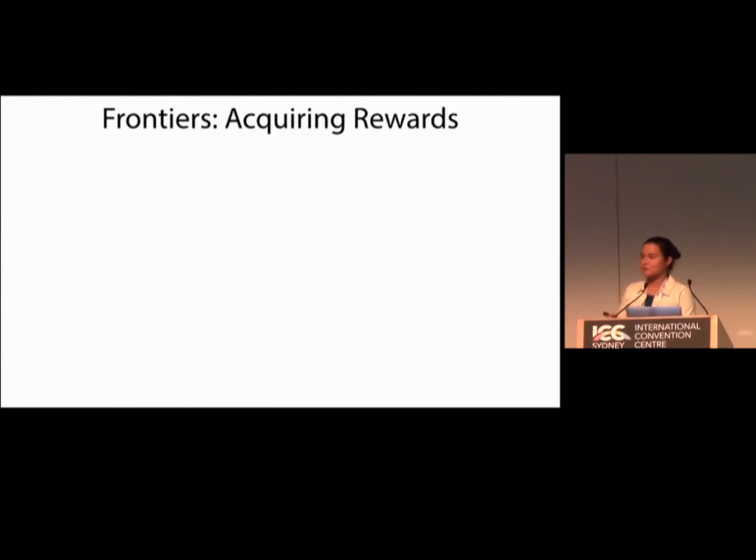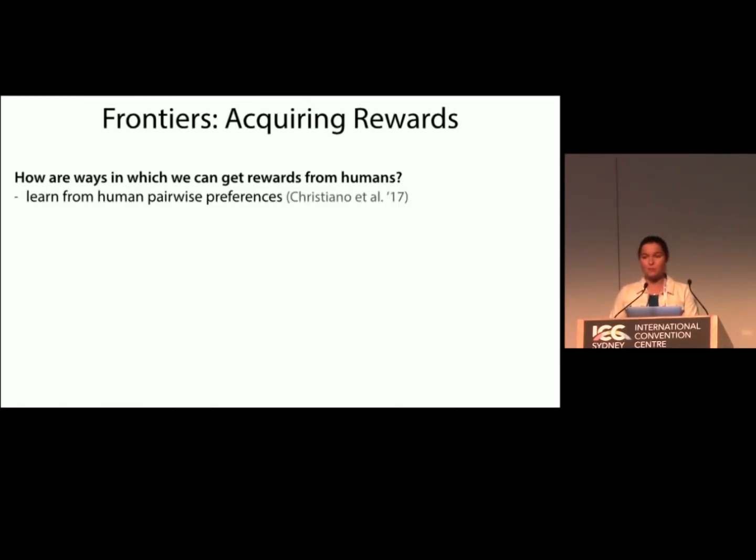Okay, and then lastly, where are we going to get reward functions? How can we tell our agent what we want it to do? There's been a couple works on proposing new ways to learn reward functions from humans. One possibility is to learn from human preferences, from pairwise preferences of is this state better than this state? Or also trying to cooperatively learn the reward function, having the agent try to infer the reward function cooperatively with the human.